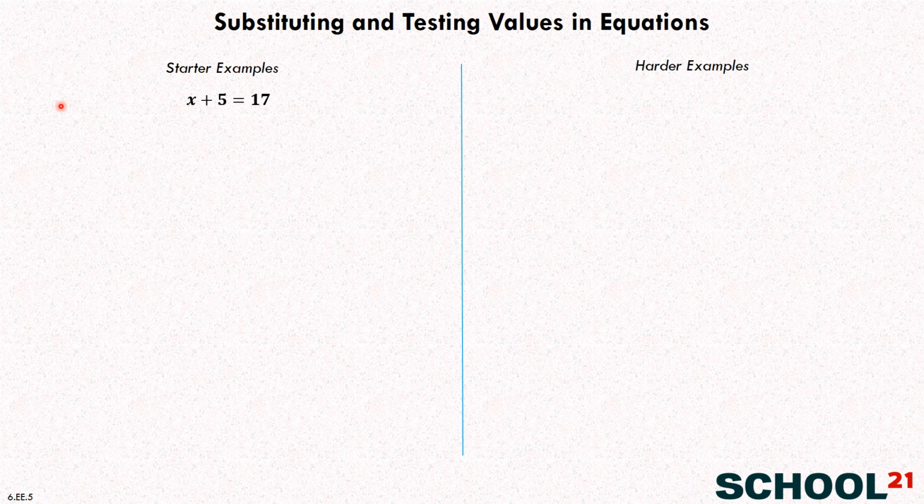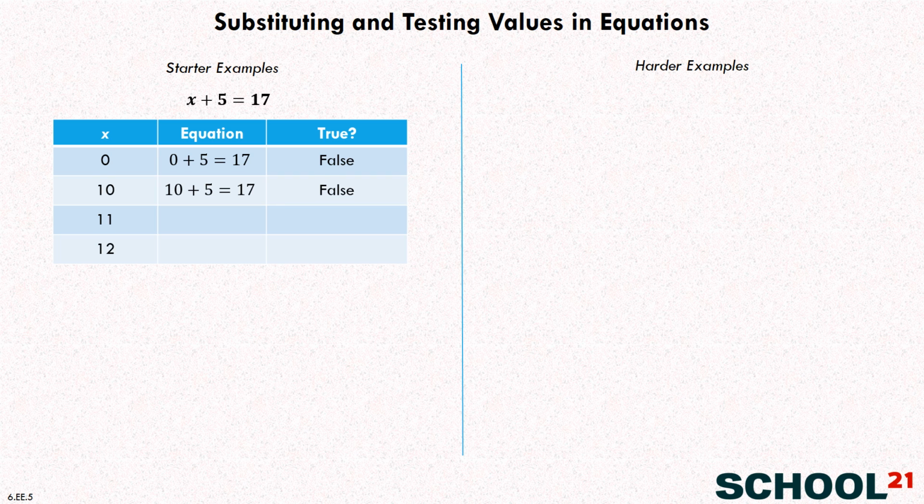That's kind of obvious, but let's use this really simple example to show you how you can use a table to substitute and test for values to see if they make the equation true. So the way you set up a table like this is to have a column for x. These are the values that you're going to try in the equation for x. And then in your second column, you'll write out that equation substituting the number for x. So here was 0, and I put in 0 for x, so I have 0 plus 5 equals 17. And then in the far right column, you'll ask yourself, does that make the equation true?